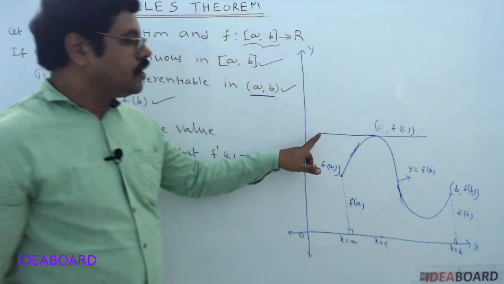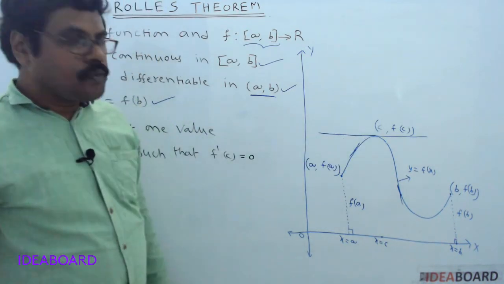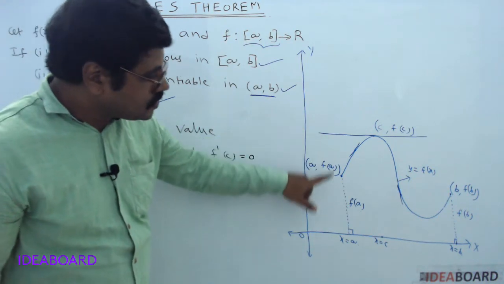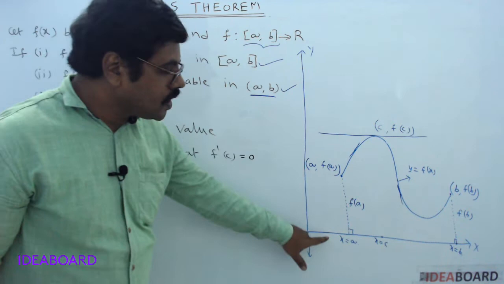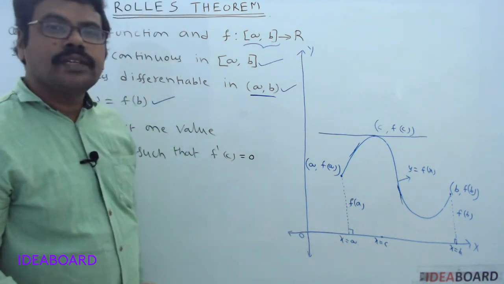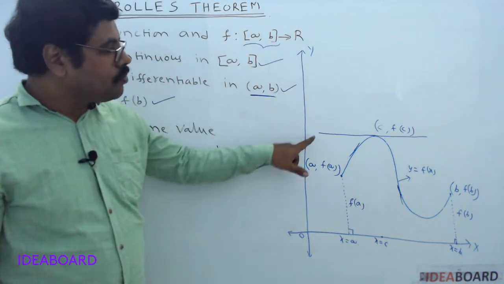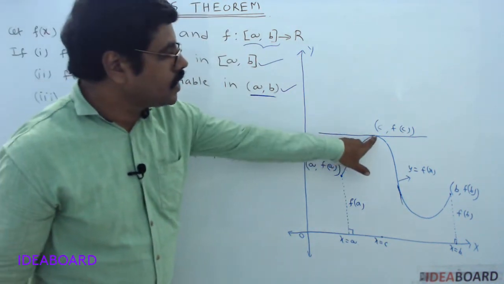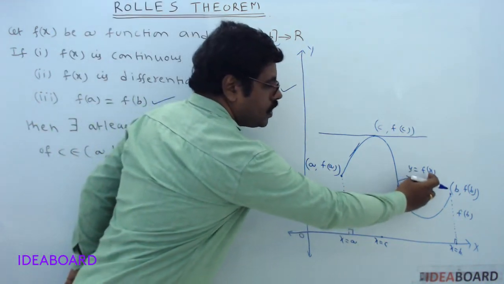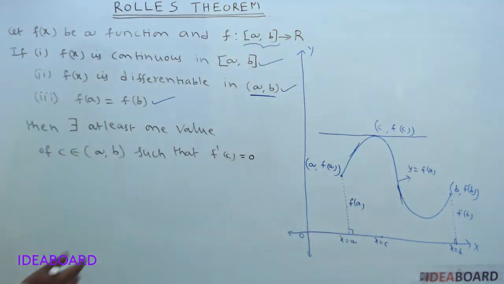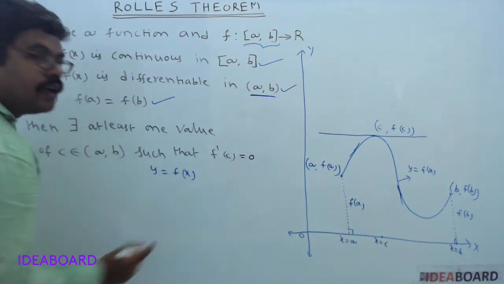Now this is the tangent line at this point. If you observe the graph, this tangent line is parallel to x-axis. If any two lines are parallel, then their slopes are equal. Now first calculate the slope of this tangent line at this point. What is the curve equation? y equals f of x.